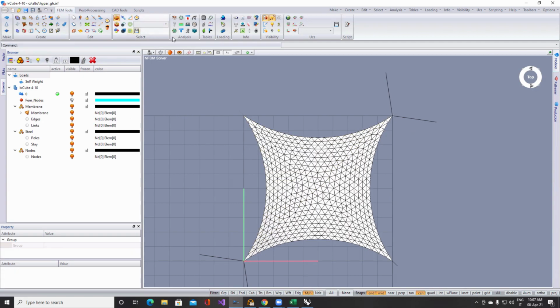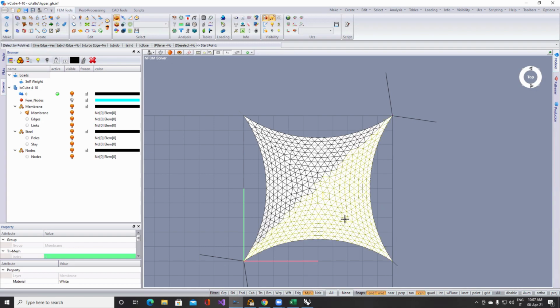I'm going to do the same now for B. So using the polyline tool, I have selected this part, and I'm going to save this area as SB. Save.